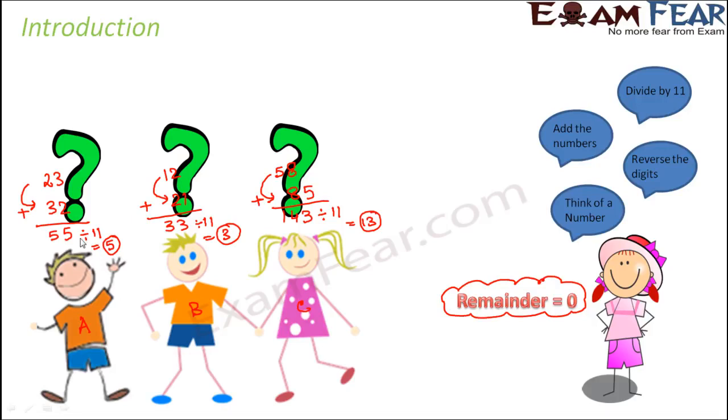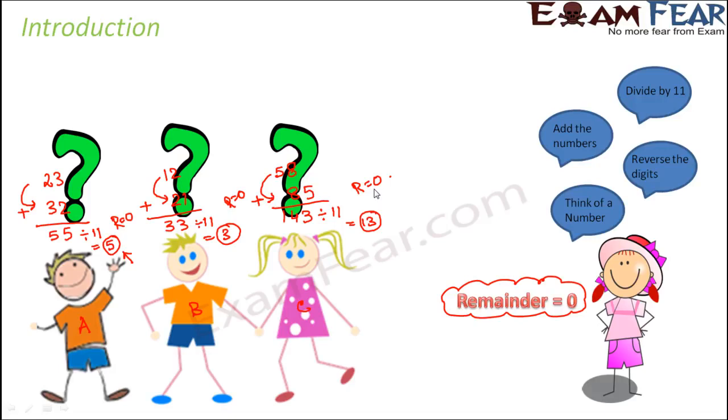If you see 55 divided by 11, 5 is the quotient. Why is 5 the quotient? Because 55 is completely divisible by 11. So what is the remainder? The remainder is 0. Here also 33 is totally divisible by 11, so the remainder is 0. Here also 143 is completely divisible by 11 and the remainder is 0.